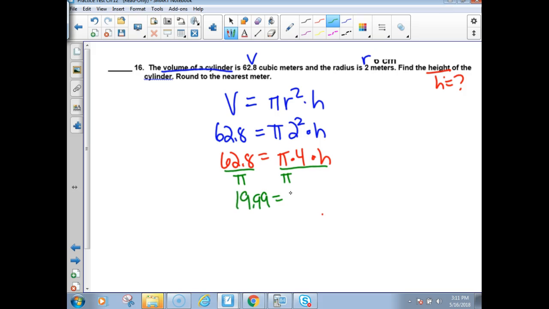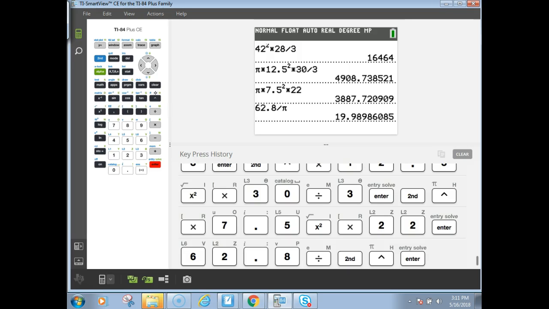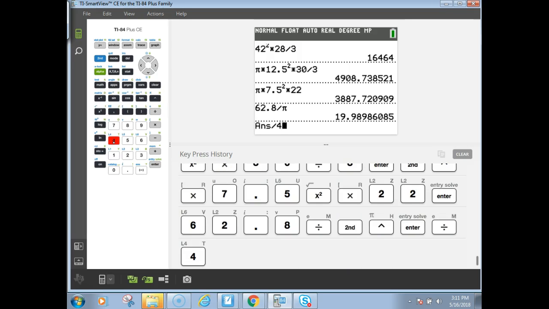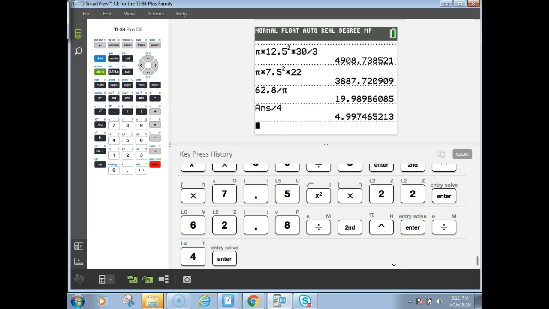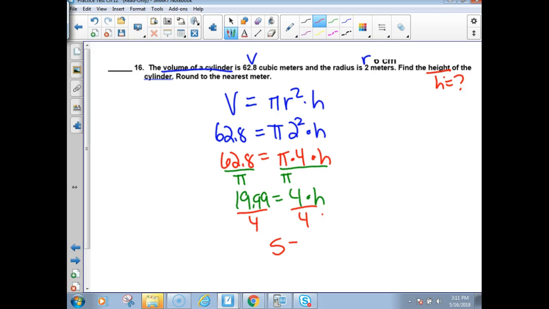And then you have 4H left. So how are you going to get rid of the 4? Divide by the 4. All right, then on your calculator, I'm just going to divide by 4 the answer I already had on here. And I got 4.99, which, rounded to the tenth, would be 5. So the height of the cylinder was 5 meters.